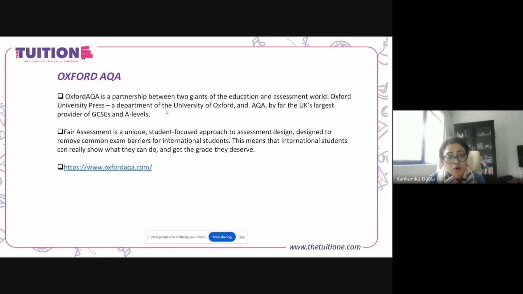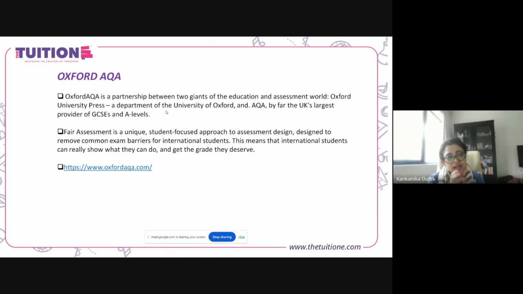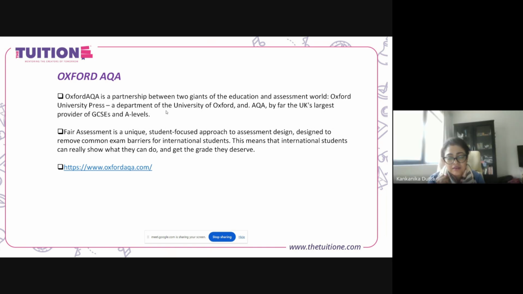Did anybody have Oxford AQA students? Yes, we did get a few. I will not recollect the names now, but there were students we had. On and off we get very few students, because mostly it is Edexcel, CIE, AQA. These are the main giants in giving the certification. So Oxford AQA, as you can see, is a partnership between Oxford University Press and AQA. So again, a very similar approach.